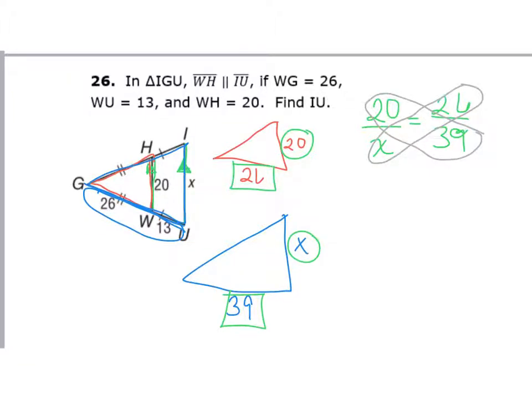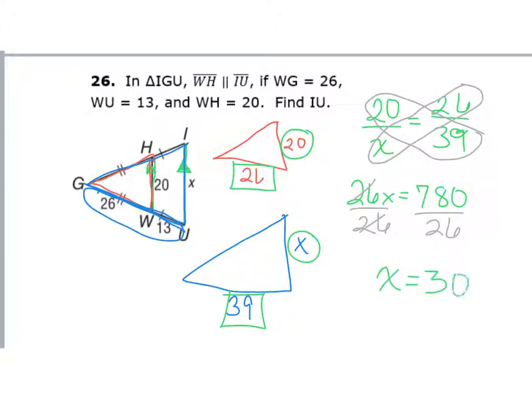Okay? We cross multiply: 26x equals 20 times 39, which is 780. Divide both sides by 26, and x equals 30. I don't have any units, so I can just leave it as x equals 30.